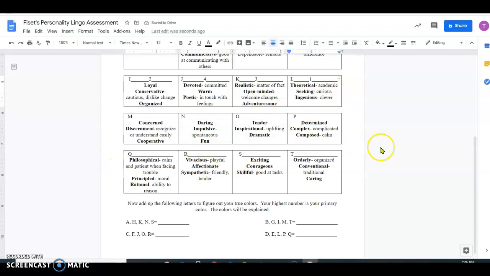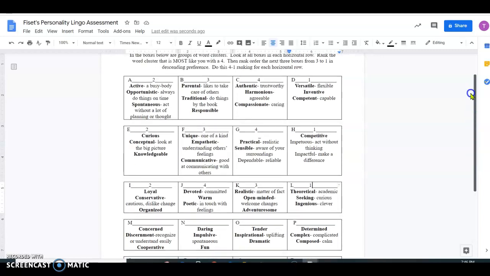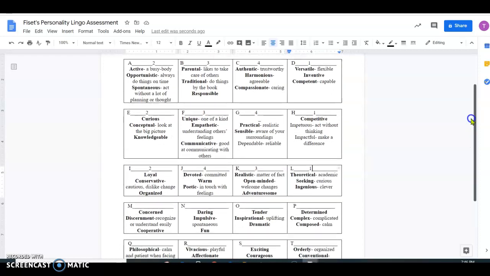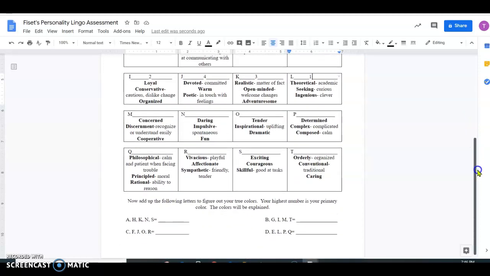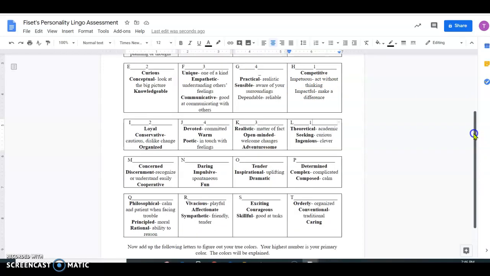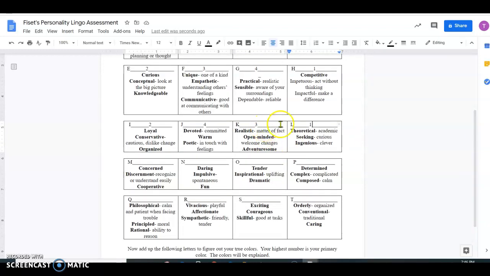So you're going to go ahead and do it for the last 2 rows as well. Then when you finish, you're going to add all these up, okay? It says, now add up the following letters to figure out your true colors. Your highest number is your primary color. The colors will be explained. So if I look at A, it is a 2. H is a 1, so I'm at 3. K is a 3, so now I'm at 6.